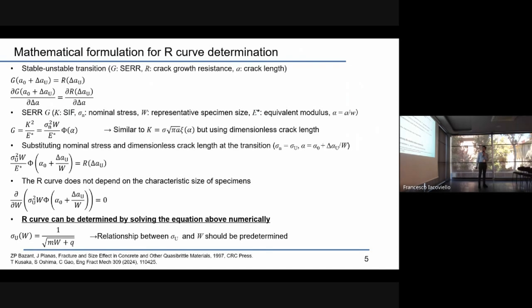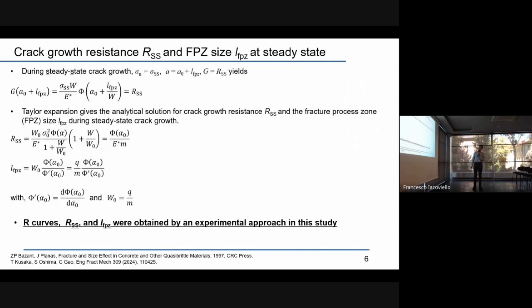This slide explains the mathematical formulation of R curve determination, but I think we don't have enough time, so I don't want to explain this slide in detail. The important thing is that we can obtain a differential equation, and we can obtain R curves by solving this differential equation numerically. In this study, we solve this equation using MATLAB. We can also obtain the crack growth resistance and fracture process zone length at steady state, RSS and LSZ, analytically using this concept. So finally, we can obtain the R curve, crack growth resistance, and fracture process zone size at steady state by an experimental approach.